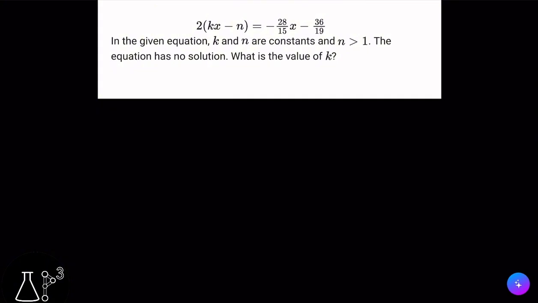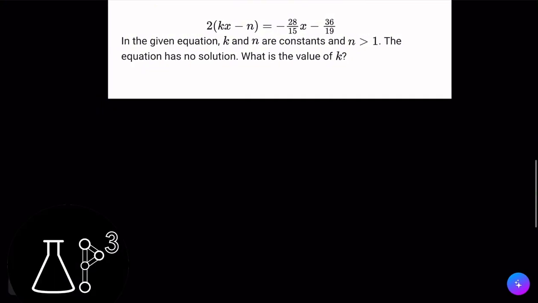Okay, let's do a question that actually repeated itself in the August SAT. In the given equation, k and n are constants and n is any value greater than 1. The equation has no solution. What is the value of x? What are they asking for? No solution. And what does no solution mean?